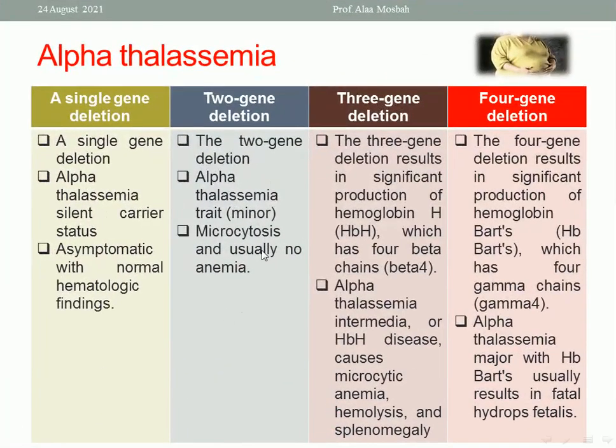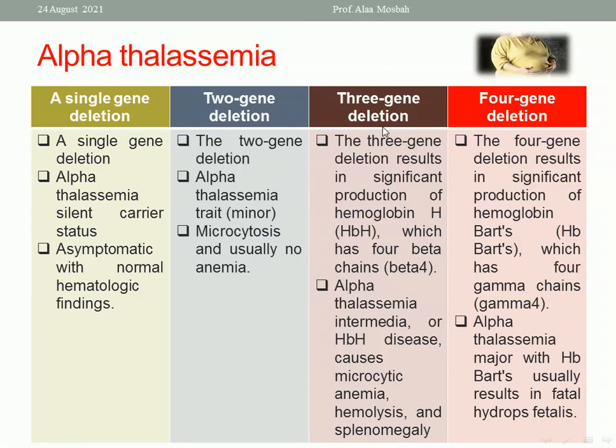This table shows you the alpha thalassemia categories. If a single gene, 2 genes, 3 genes, or 4 genes are deleted, what will happen? If a single gene is deleted in alpha thalassemia, there will be alpha thalassemia silent carrier status, which is asymptomatic with normal hematologic findings. But if 2 genes are deleted, it is called alpha thalassemia trait or minor, with microcytosis and usually no anemia.